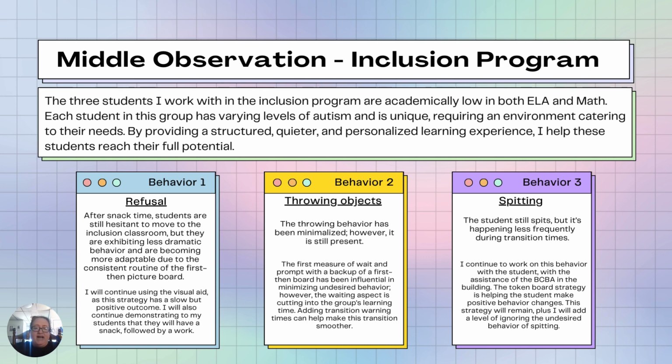As for spitting, I'm actually really happy that my strategy of the token board has been working. It is becoming less frequent, at least with the times with me, that the token board for positive behaviors has really helped him. I also am adding in the level of ignoring the undesired behaviors. So I'm not putting focus on that.